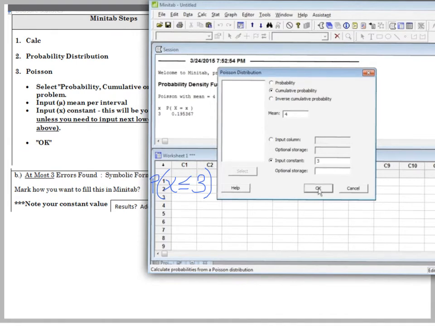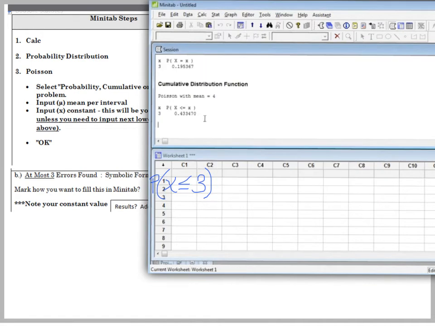So we click OK. And Minitab gives us the probability that x is less than or equal to the value that we input, which was 3, and that's what we want to know. Our value is 0.433470, so we could say that the probability that x will be less than or equal to 3 is 43.3%.